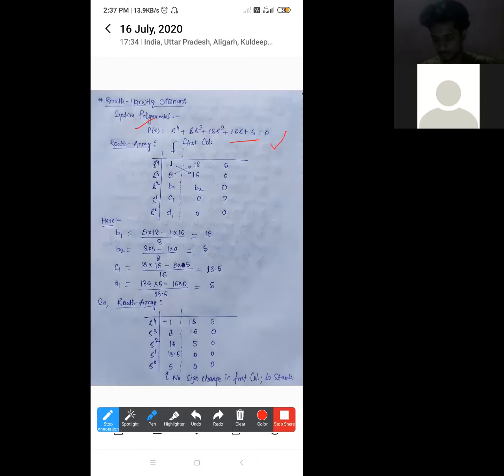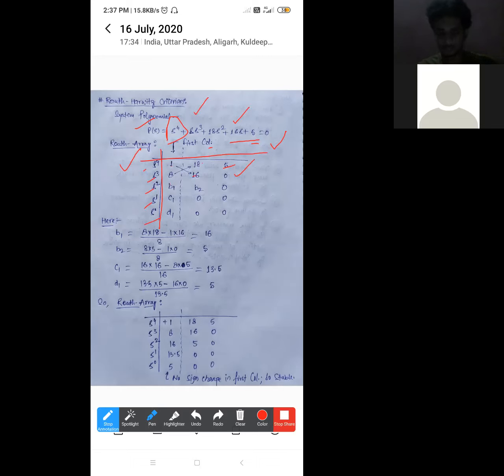To comment on stability, we have to construct a Routh array. How will we construct this Routh array? The highest power in this polynomial is s^4, so the rows are s^4, s^3, s^2, s^1, and s^0. In the first row we write 1, 18, and 5. Then 8 and 16 in the second row, and 0. If any element is not given in the polynomial, it is equal to 0.